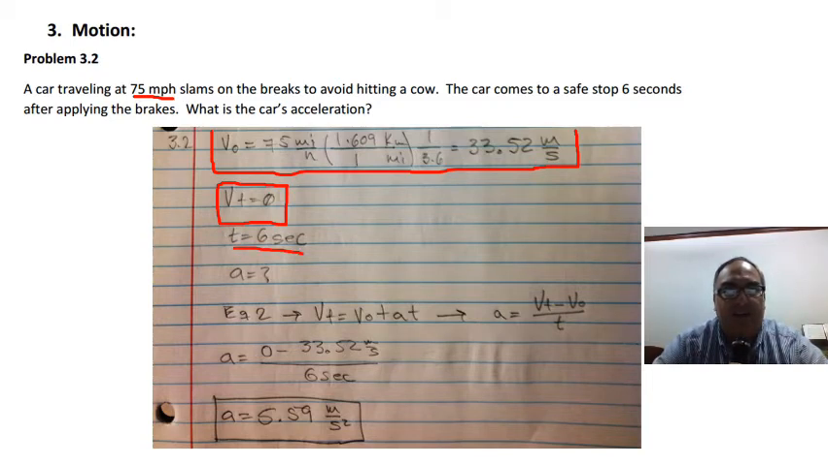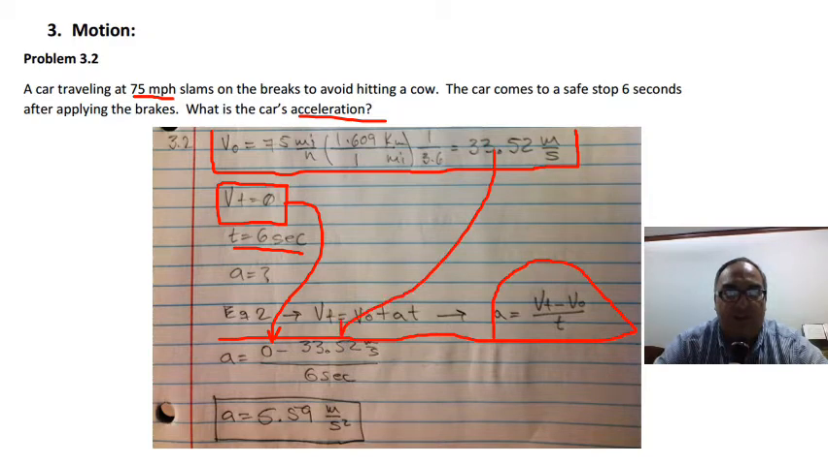And they are asking us for acceleration, so we use the same equation. We already set up this one. So it's the acceleration equation. And in this case, the only difficulty might be that the final is 0. The final velocity is 0, and the initial is 33.52, sorry. And then here the time. That's it. We calculate that, and we get 5.59 meters per second squared. Let's go to the next one.